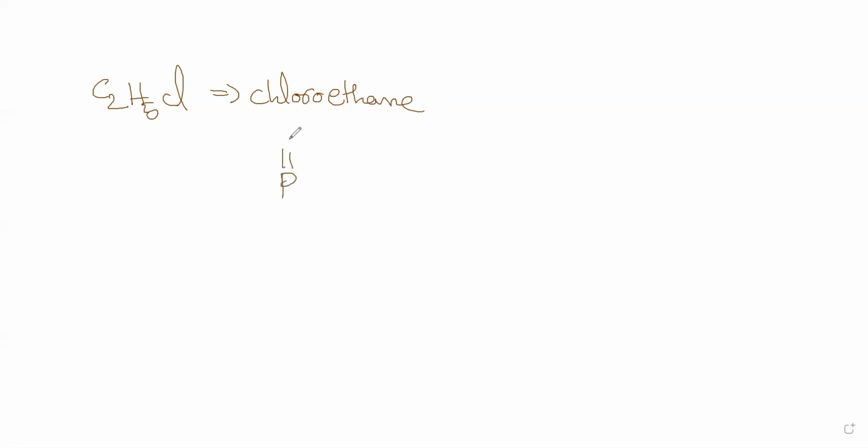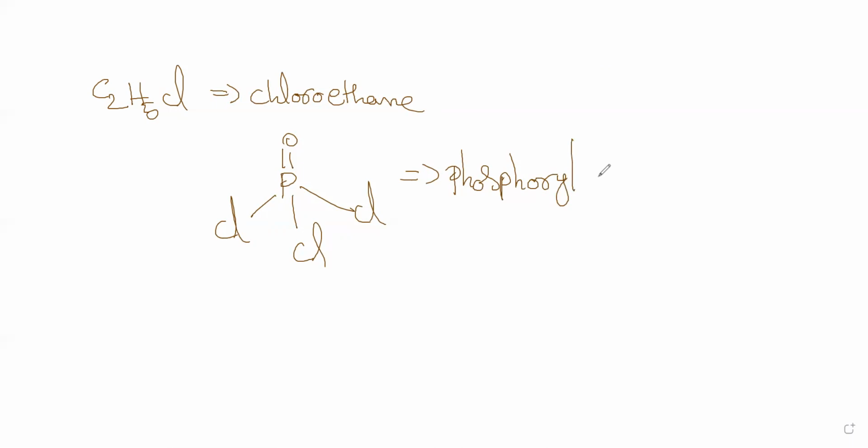And what is POCl3? POCl3 actually looks like this. This is the structure of POCl3, and it is called phosphoryl chloride. I hope I am correct with my spellings. Phosphoryl chloride.